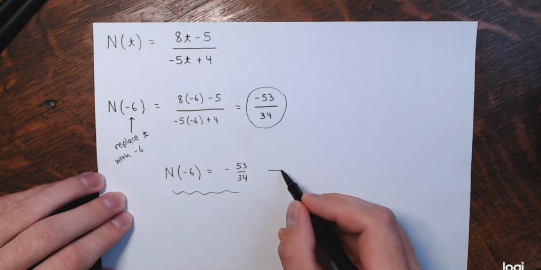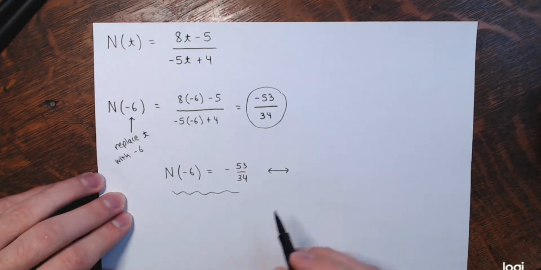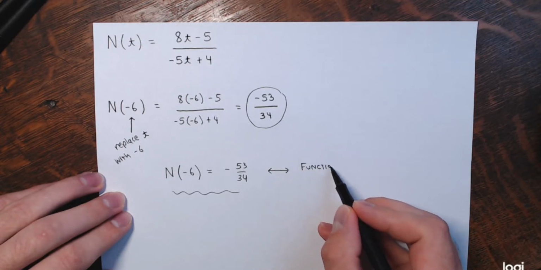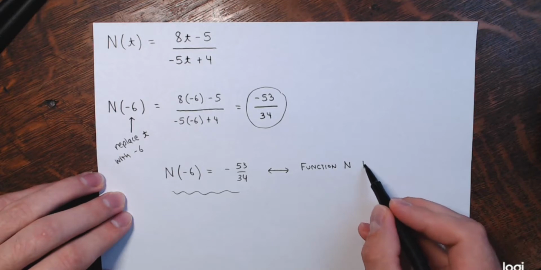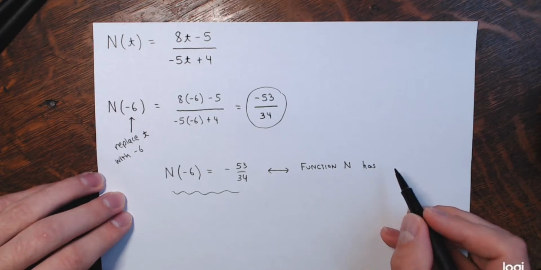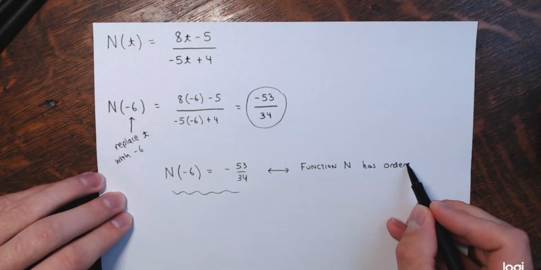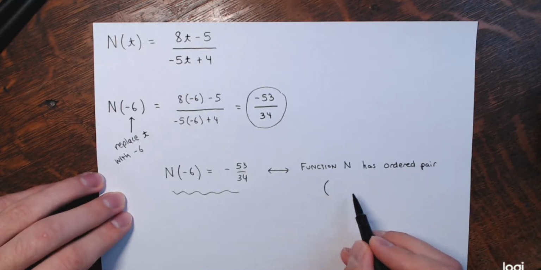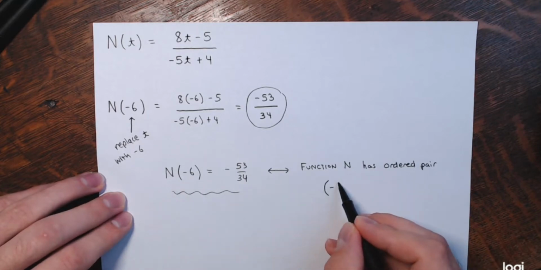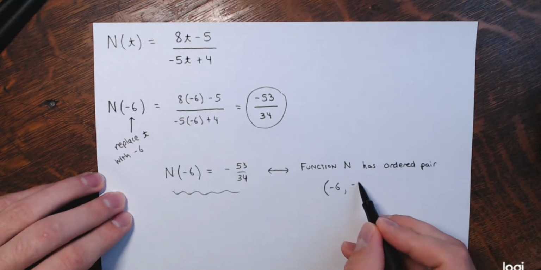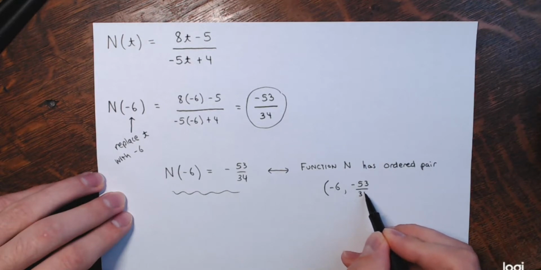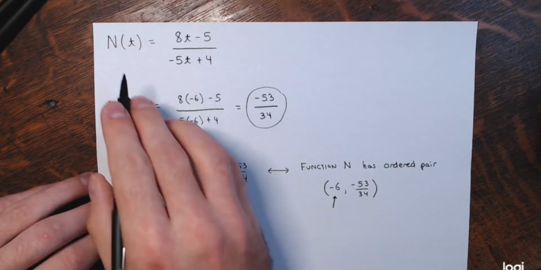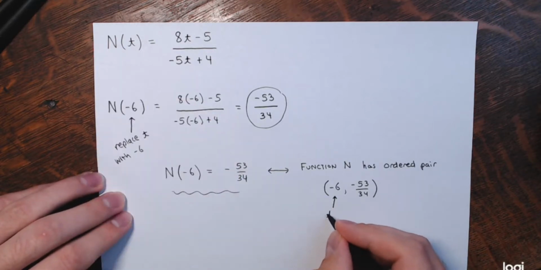And one more time here for this last question. An equivalent statement to this would be that the function called n would have the following ordered pair in it. Remember, ordered pairs are input, comma, output. Input negative 6, comma, output negative 53 34ths. Right, and this value is not an x value this time. It's a value of t. This would be called the t value.